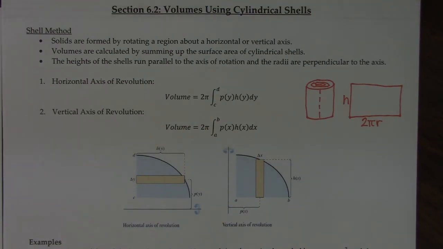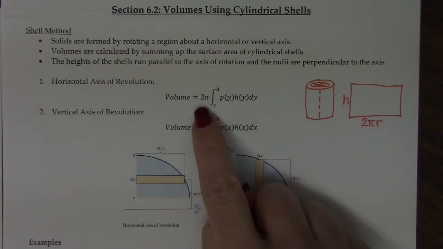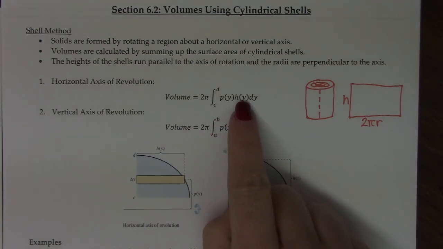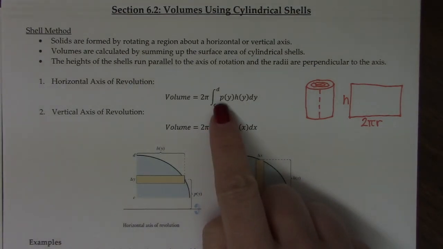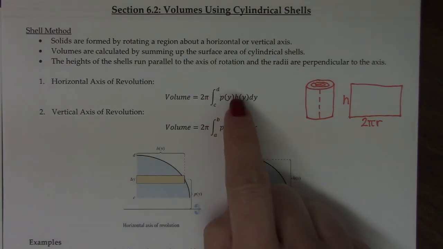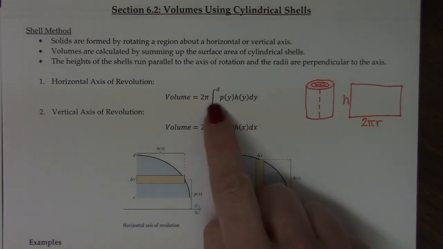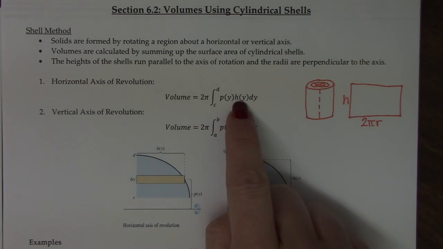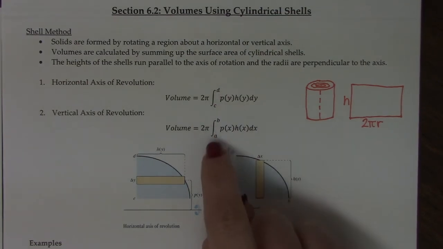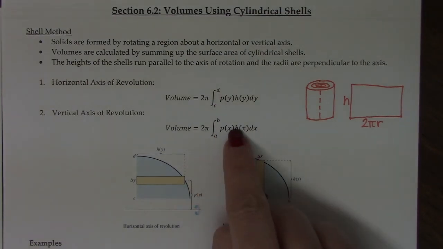So we're still integrating area across a region, but what you'll see now is it's 2 pi p, and this p is basically the radius, right? 2 pi p times the height. And so that's actually saying, let's take the area of each rectangle and then integrate it across the region. We can do the same thing in the x direction.